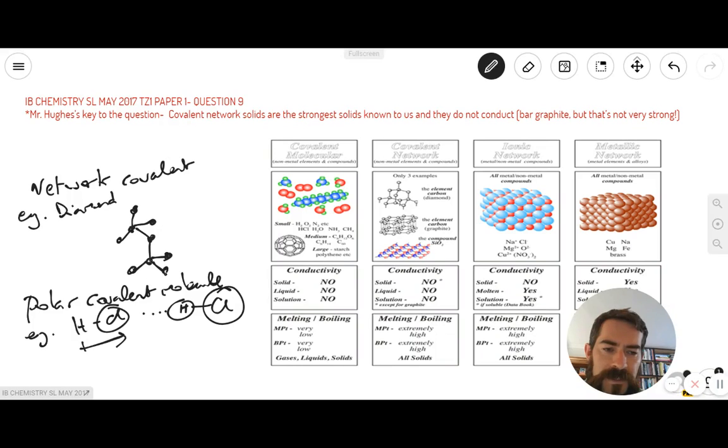Let's take a look at this topic. So this is looking like topic 4, which is all about bonding. Now, the bonding topic at standard level is pretty straightforward.